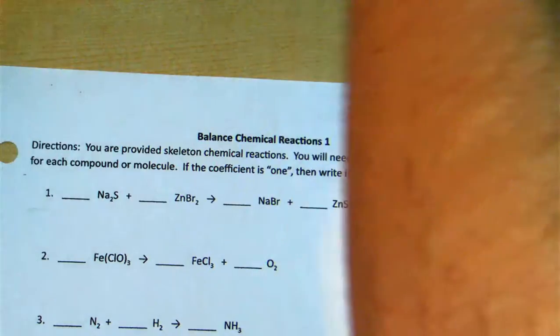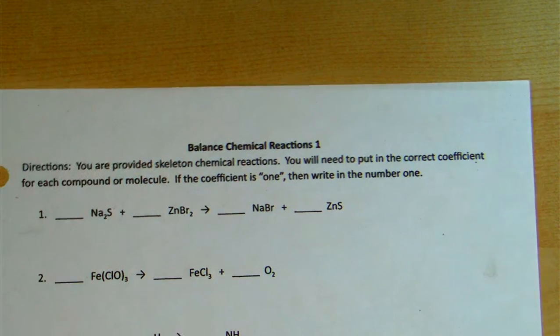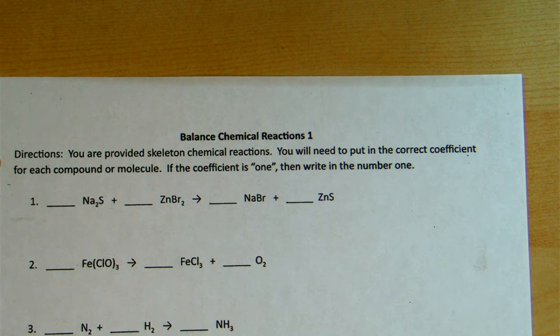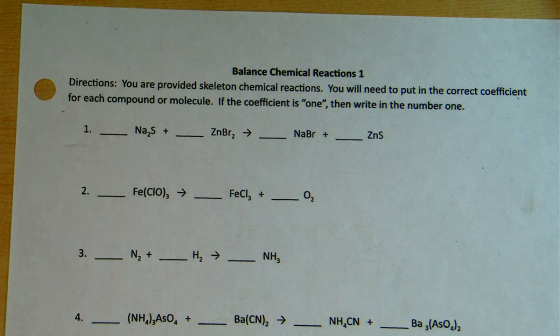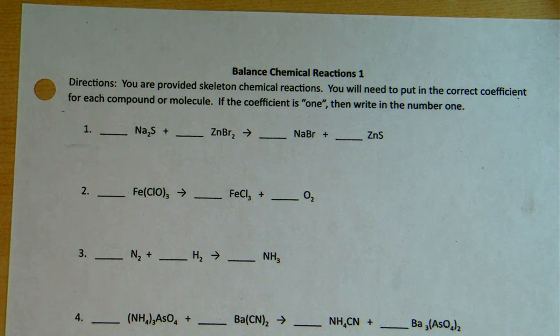So, this is Friday, February 12th, 2021. Chemistry CP. I'm going to try to talk students through how to do balancing chemical reactions, number 1 on the front side, as an example of how to do balancing chemical reactions. So, make yourselves comfortable. There are a few rules to follow. For starters, these blank lines in front of the molecules or atoms are the coefficients.